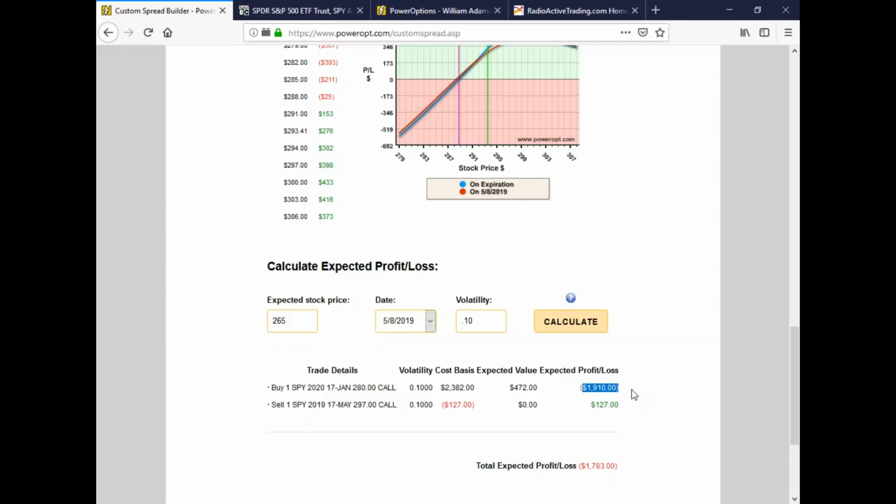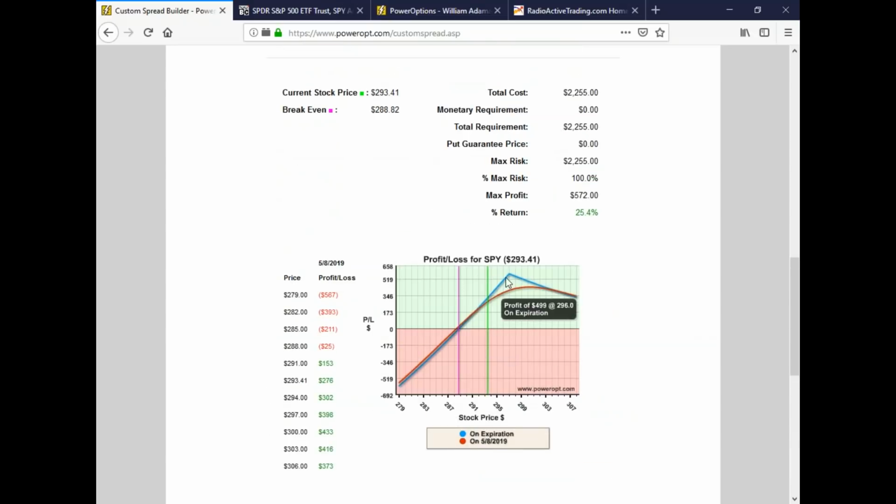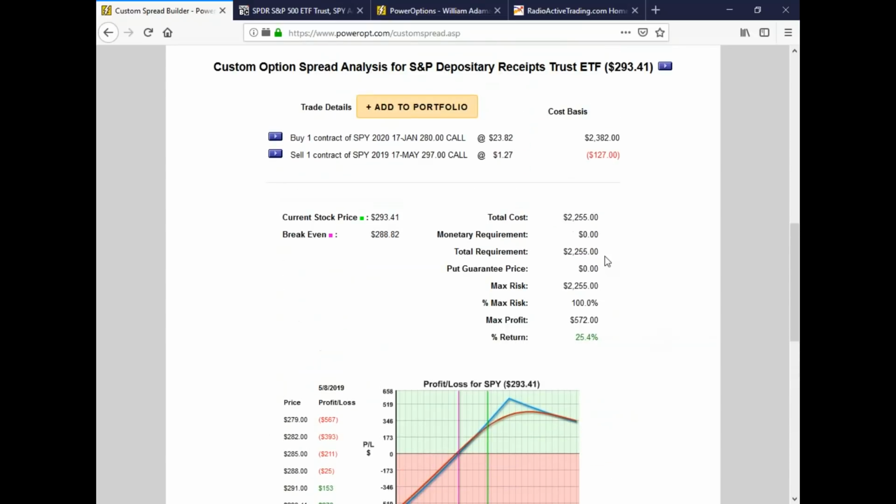You start to lose about 80 cents for every dollar the stock drops, then the delta will drop to 75, but you're still losing. But remember, leverage. What's 80 cents off 23.82 versus $1 off of 293? The leverage works both ways. You got to remember it.